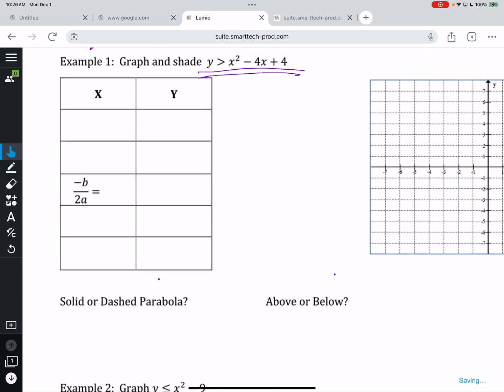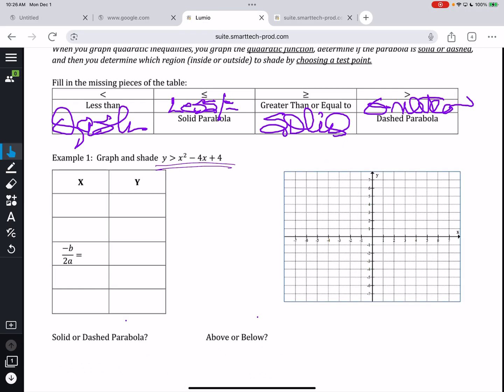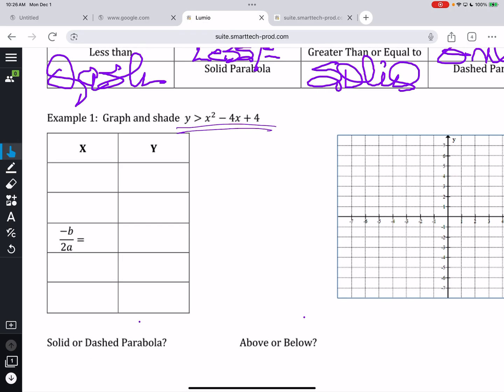Dr. Graham, what did you write on the very right? Greater than. I was just in a hurry because y'all know your signs. That was just what the sign would be. All right, so what we're going to do is graph and shade. We're going to pretend that that is not a greater than sign. Treat it as an equal, just like you would do when you were doing linear equations.